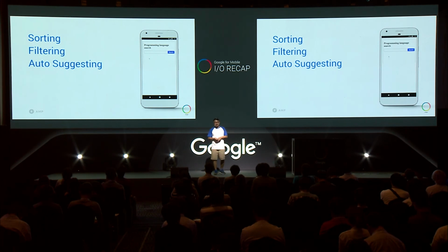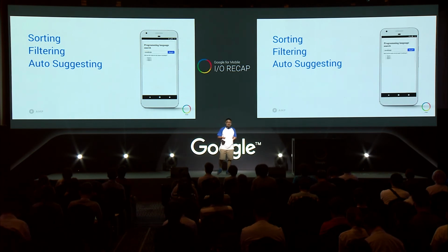And the good news is AMP can even listen to key events now. By listening to key events, you'll be able to create an auto-suggesting feature just like this one. It should definitely benefit our users in something like product search.